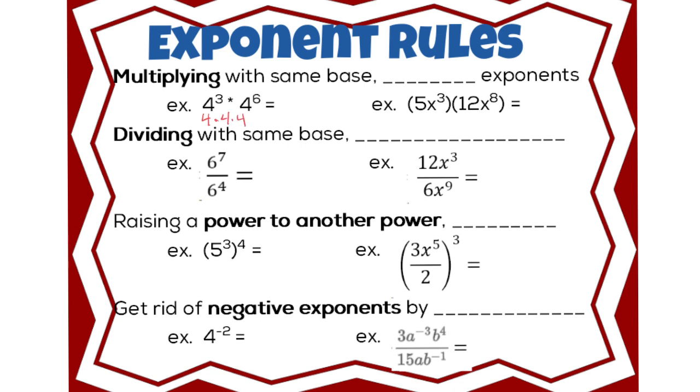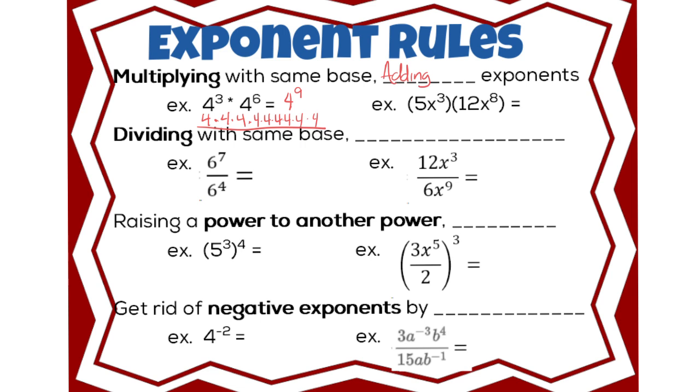I see this written. It's a 4 times 4 times 4, and then another 4 times 4 times 4, and I got 6 more of them here. So when I look at that, in my head I'm thinking, okay, I got 3 here, I got 6 more here. I have a total of 9 of these. So this is 4 to the 9th power. So if you are multiplying here, then you are going to be adding those exponents together. That's the rule.